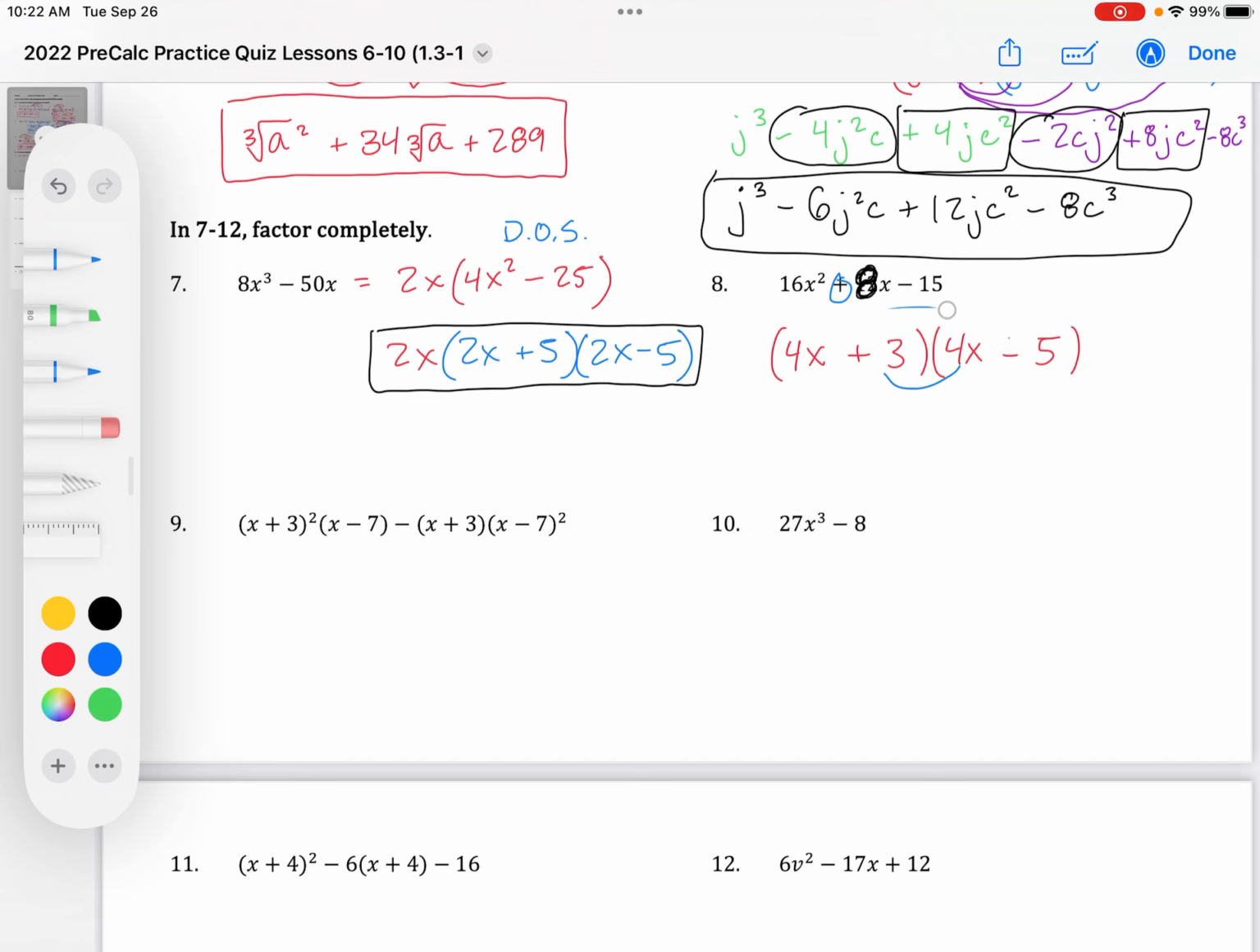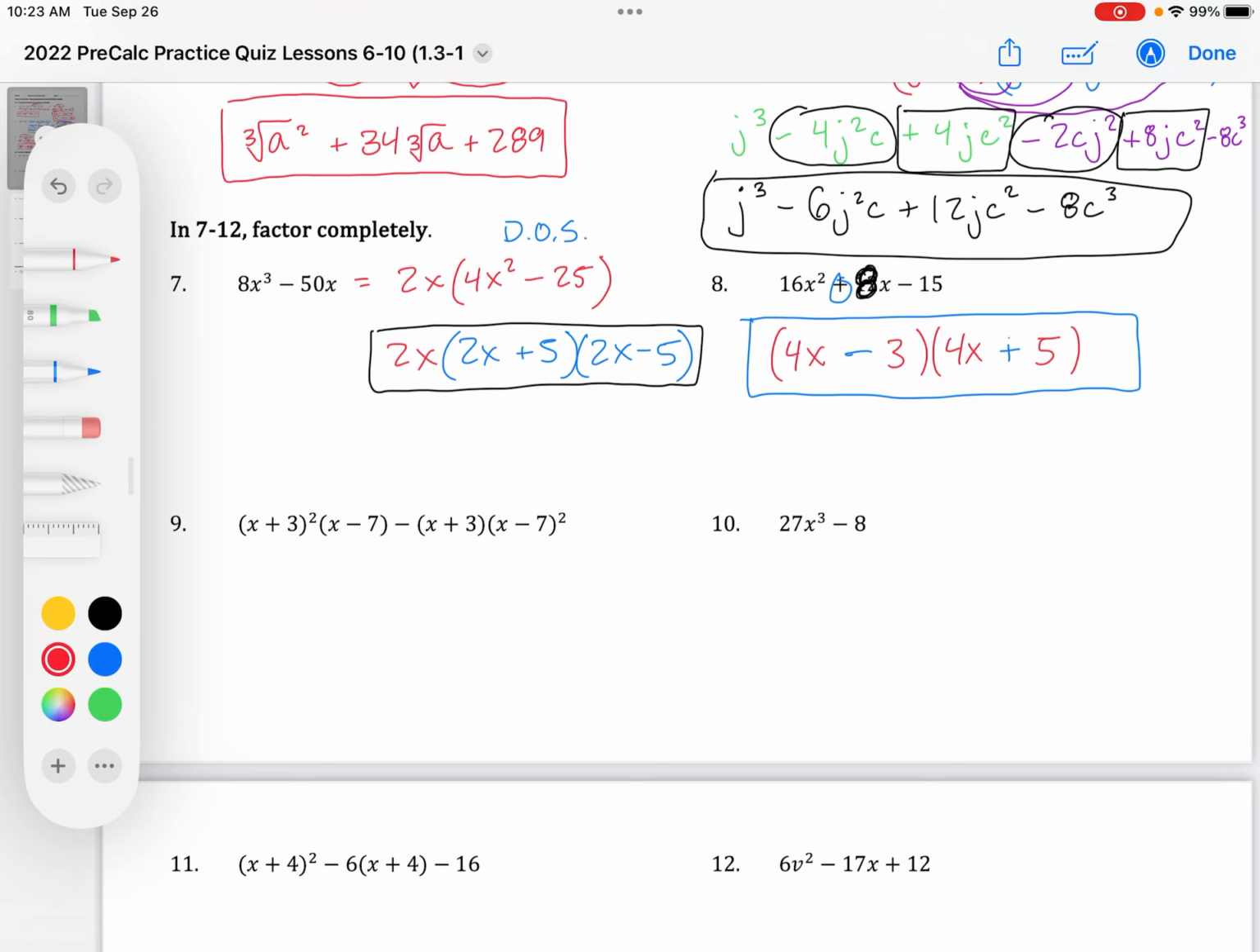That means my signs are backwards. So my negative should go with the 3, and then the positive should go with the 5. So then that will give us a positive 8x. All right, if you want to use a different method for that, go for it, but I'm going to recommend guess and check.